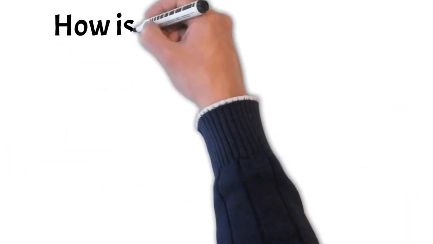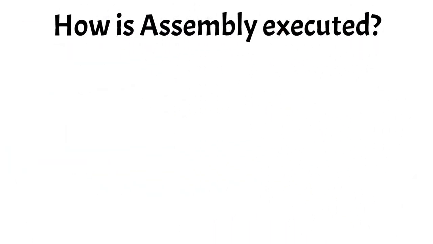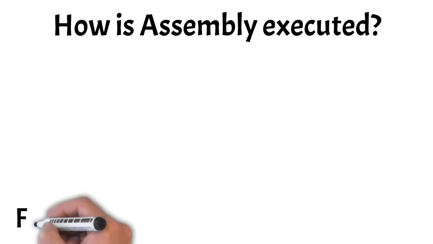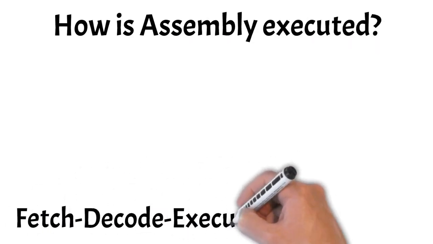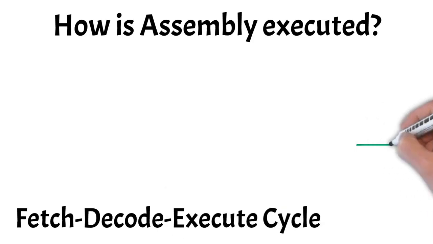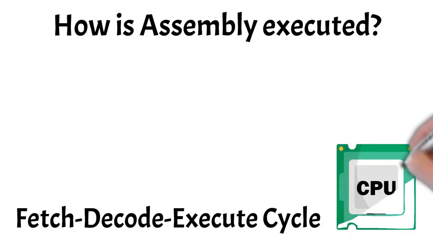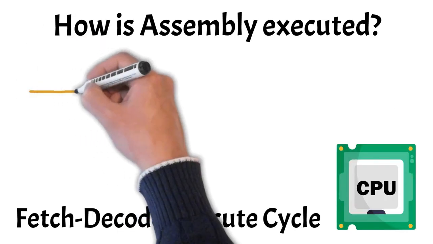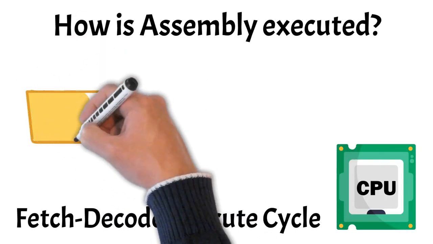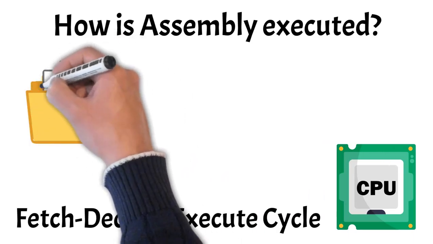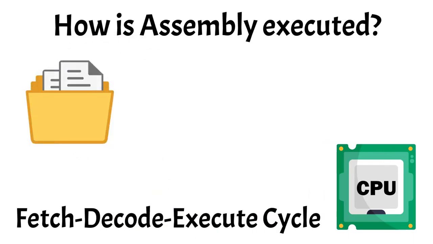Now, let's take a look at how assembly is executed. Assembly language is executed through a process known as the fetch-decode-execute cycle, which is fundamental to how a CPU operates. This cycle consists of 3 main stages: fetching, decoding, and executing instructions. During the fetch phase, the CPU retrieves an instruction from memory, typically pointed to by the program counter. For instance, if the instruction is shift left R1, the CPU fetches this command from memory.